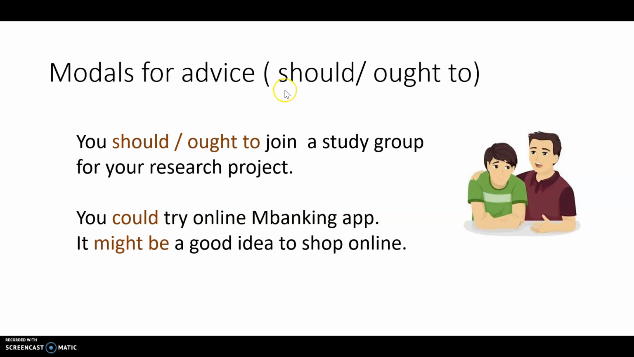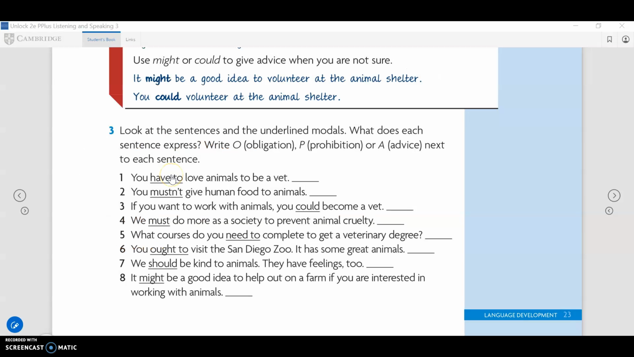Modals for advice are like should or ought to. You should or you ought to join a study group for your research project. If you're sure about your advice, you can use should or ought to. You could try online banking apps these days, okay? You could try. If you're not sure about your advice, you can use could or might be. It might be a good idea to shop online because of COVID-19, people should stay at home. So to shop online is a good idea. Okay.